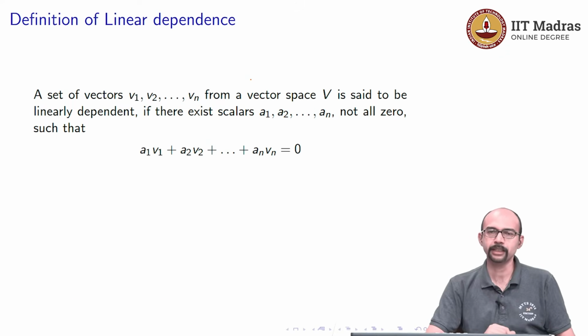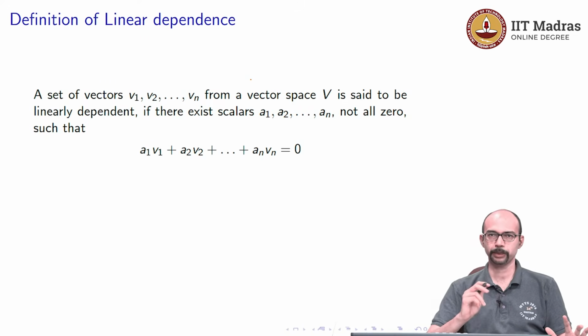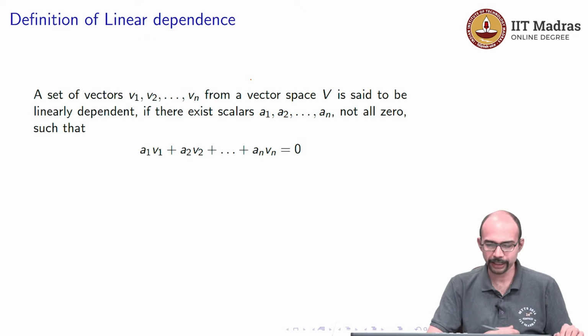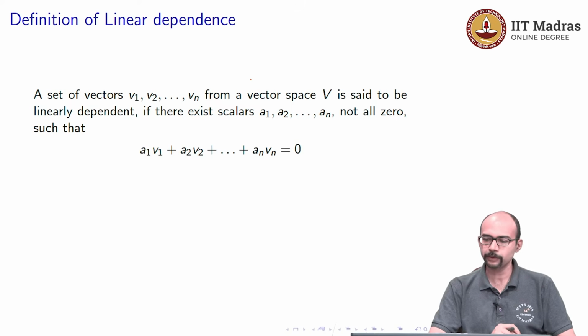Okay, so now we can define linear dependence. Keep this geometric picture in mind and keep the algebraic expressions in mind. A set of vectors v1, v2, ..., vn from a vector space V is said to be linearly dependent if there exist scalars a1, a2, ..., an, not all 0, such that a1 times v1 plus a2 times v2 plus ... plus an times vn is 0. Okay. So the key point here is that these a1, a2, ..., an are not all 0. So there is a way of writing 0 as a linear combination where the coefficients are not 0. At least some of them are not 0.